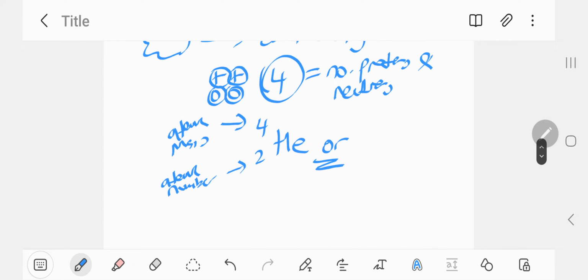Or they sometimes write it like this, with a funny A. This is called alpha. Alpha is the first letter of the Greek alphabet.